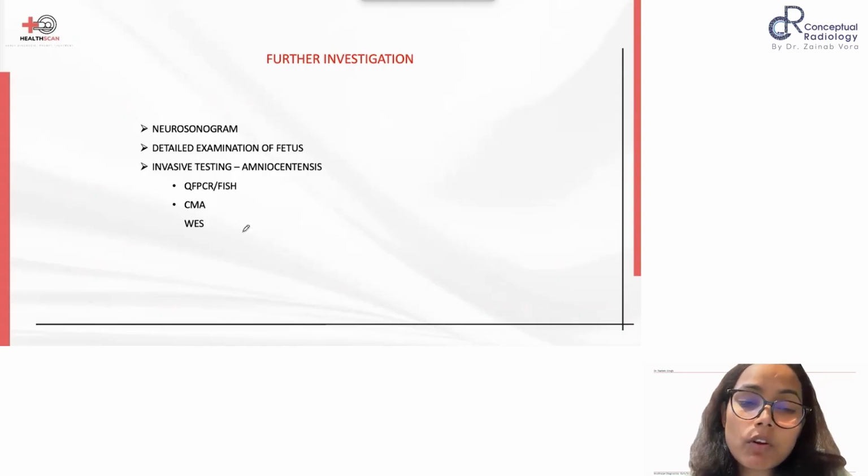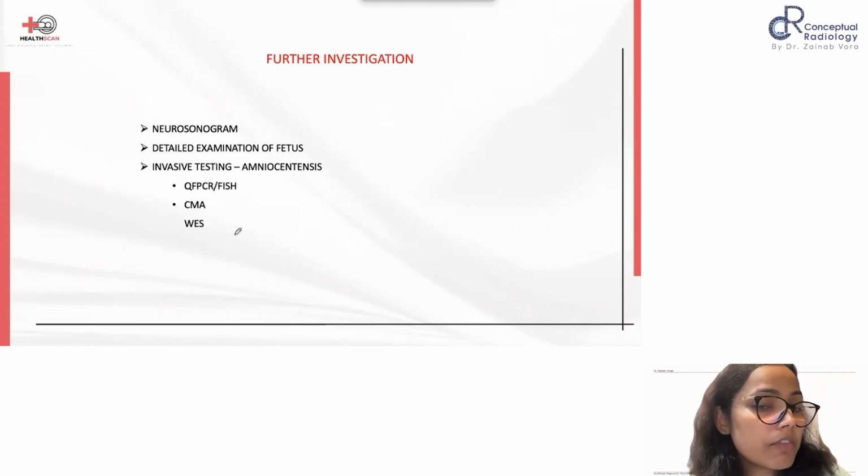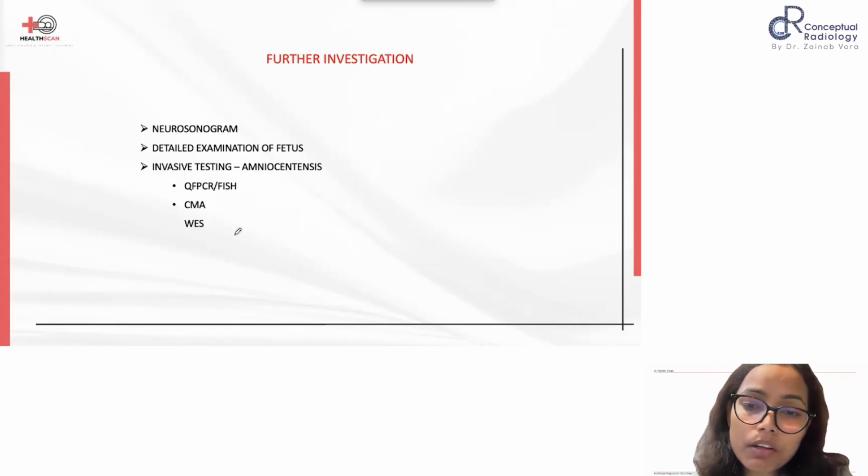And apart from that, we should evaluate for fetal infection. So we should advise maternal TORCH evaluation, and if we are performing amniocentesis, then we can send the amniotic fluid for the PCR of the TORCH infections as well.